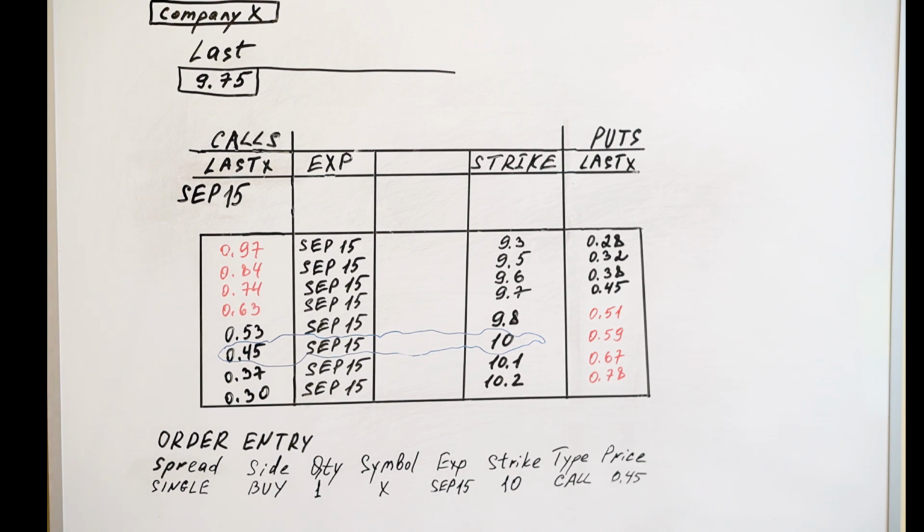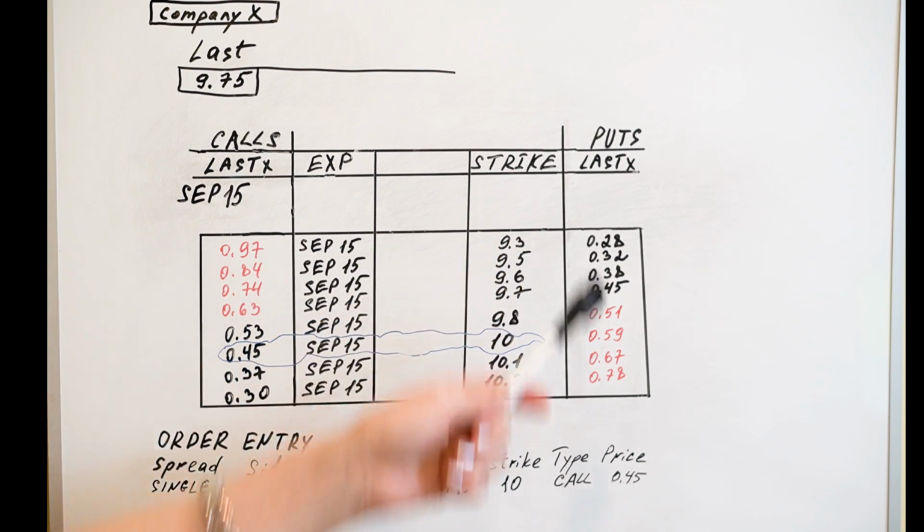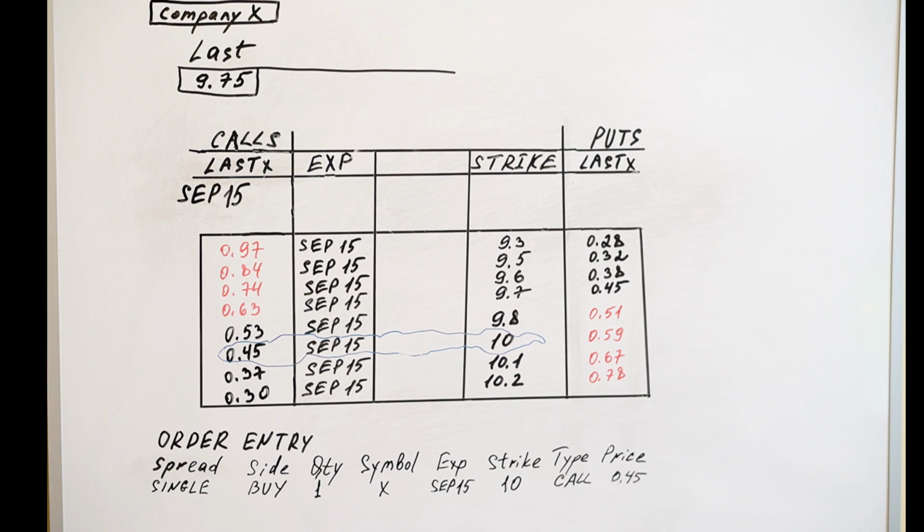Or you can choose any type of option, like puts, for example. And again, you can choose here buy or sell, type call or put, whatever you wish. And the price is 0.45 for this specific contract.